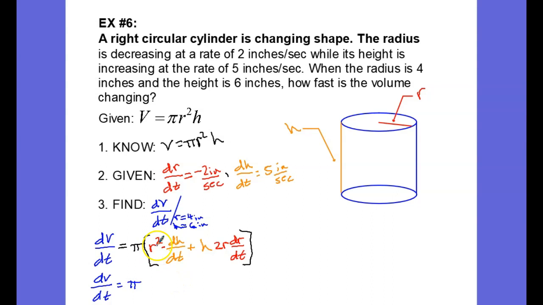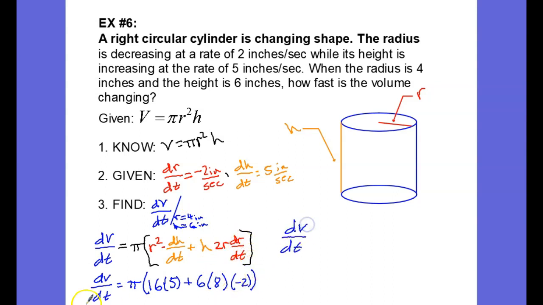So let's substitute in, and we have dV/dt is equal to pi times r squared. Remember that r is going to be 4, so that's 4 squared, 16, times dh/dt. dh/dt is 5, plus h. h is 6, times 2r. r is 4, 2 times 4 is 8, times dr/dt, negative 2.